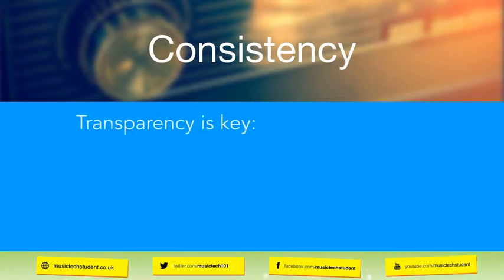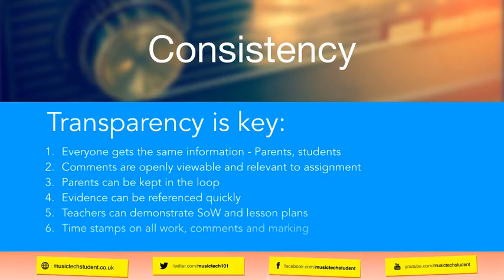So our final bit, before I let you guys go, and I'm sorry this has gone on for a little bit too long, is consistency. So transparency is the key. With any assessment and reporting system, you want to make sure that if someone wants to see a bit of information, they can. There's no hidden aspects. If a student wants to see it, if a parent wants to see it, they can. It needs to be viewable, and it needs to be able to see that what you're saying is true and accurate. So you try to keep parents in the loop.